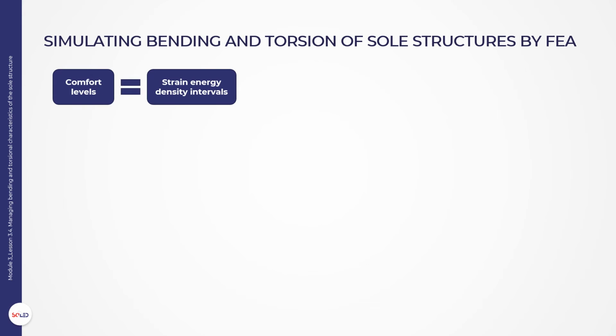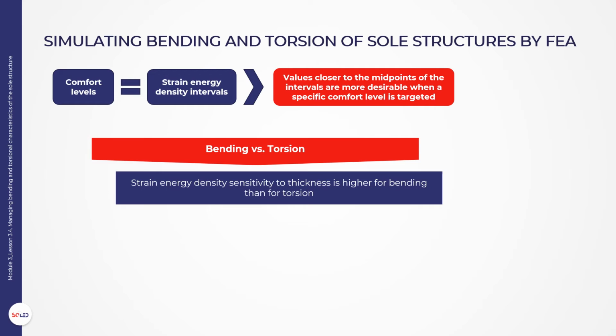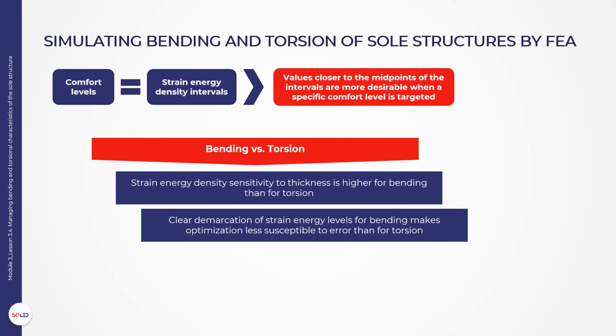Comfort levels are strain energy density intervals. Values closer to the midpoints of the intervals are more desirable when a specific comfort level is targeted, whereas values near the endpoints deviate significantly from desired performance. Strain energy density sensitivity to thickness is higher for bending than for torsion. The clear demarcation of strain energy levels for bending makes optimization for a targeted strain energy density value and given layer thickness less susceptible to error than for torsion.